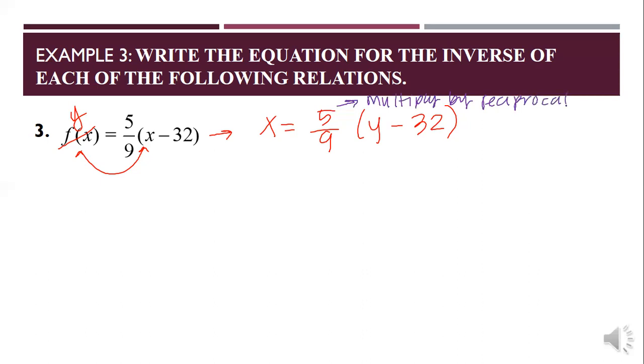So you multiply by its reciprocal. And reciprocal is a fancy way of saying flip the fraction. So instead of 5/9, I'm going to multiply by 9/5. And what I do to one side, I do to the other side. Notice how it kindly crosses out. And I'm left with 9/5 x equals y minus 32.